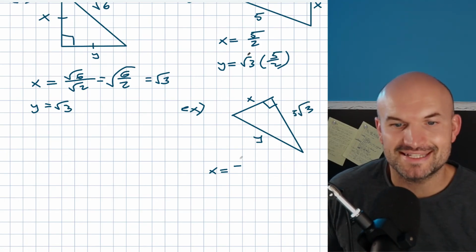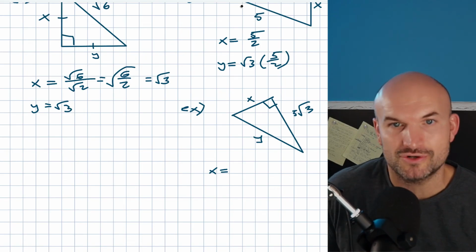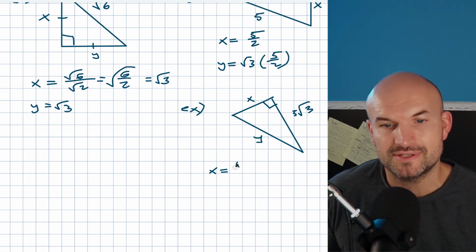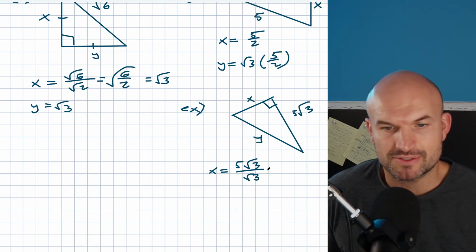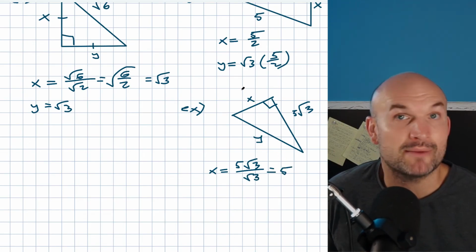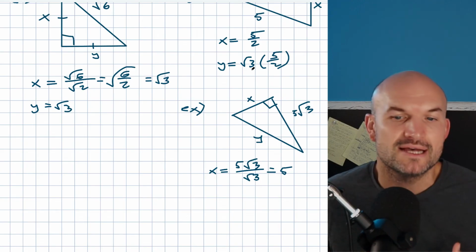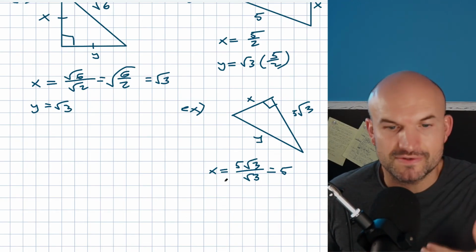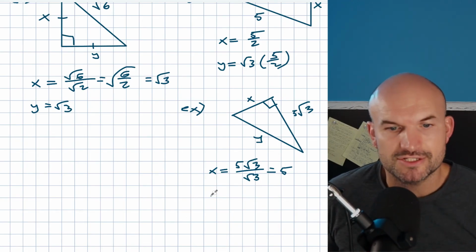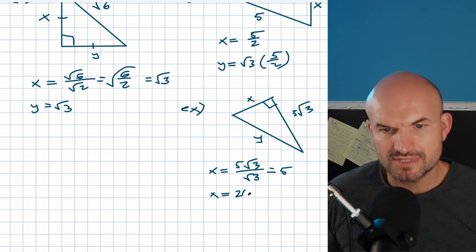Now in this case, to go back from long leg to short leg, I'm going to divide by the square root of 3. So I have 5 square root of 3 divided by the square root of 3. Square root of 3 divided by square root of 3 is just going to be 5. And now I have my short leg, my home base. From the short leg to the hypotenuse, you multiply by 2. So x is going to equal 2 times 5, and that's just going to equal 10.